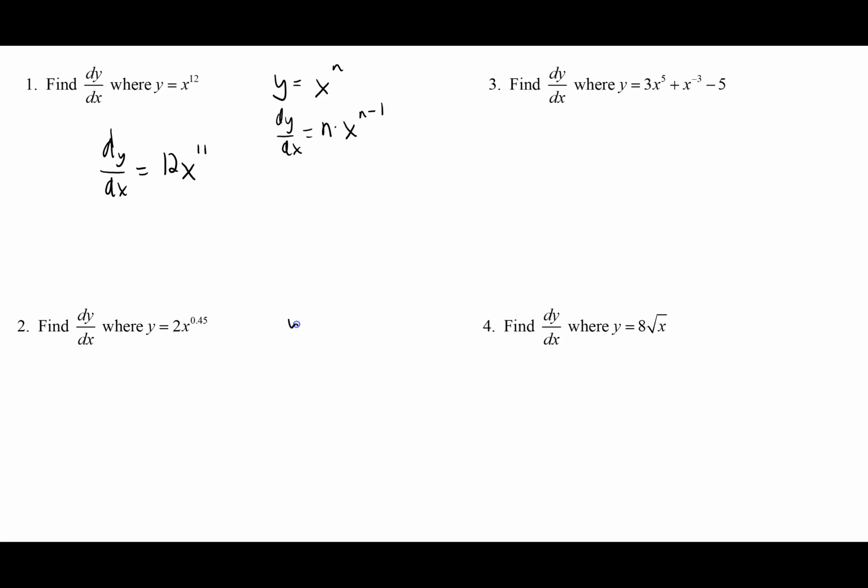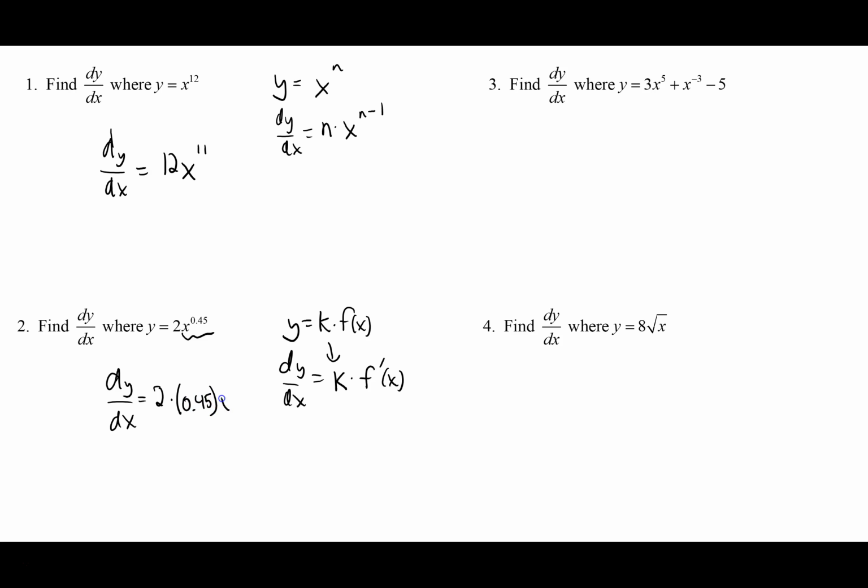Next, number 2. If you have a constant times a function, when you want to take the derivative of that, what you do is you bring the constant down and you focus on the derivative of the actual function. So if I want to take the derivative of y equals 2x to the 0.45, then I copy down the 2 and I focus on the x to the 0.45, and I'm going to use the power rule on that.